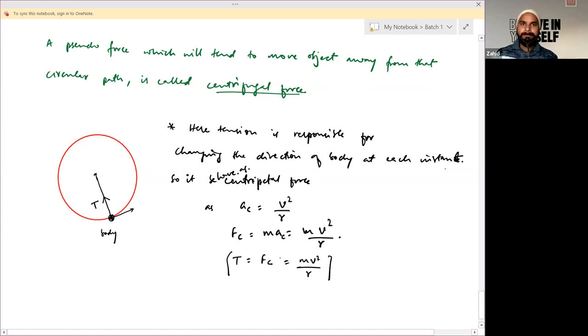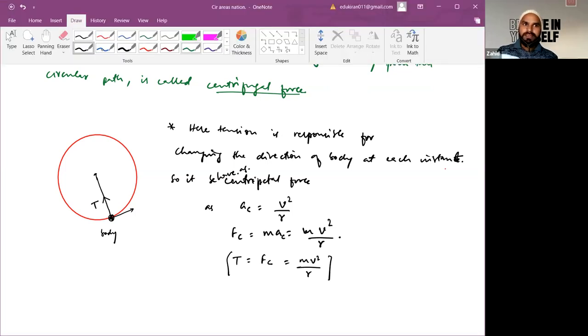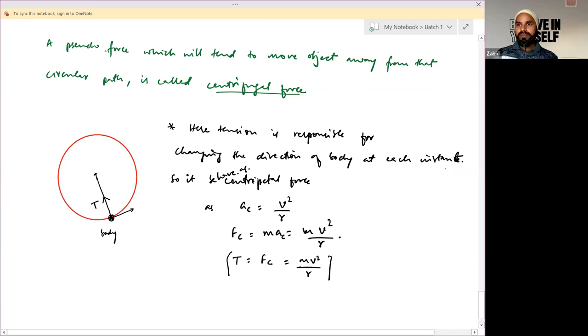In one sense, you will say this. In other sense, since the direction of the body keeps changing at each instant, there will be a pseudo force tending to act on this particular body to keep it away from that circular path. So there will be a centrifugal force responsible to move it away from the circular path. That's why if you break this string at any instant, it will fly off tangentially due to this pseudo force. So it will be centrifugal force. Is it clear?